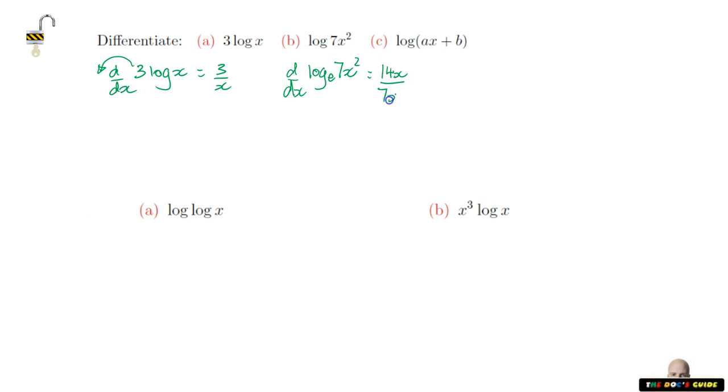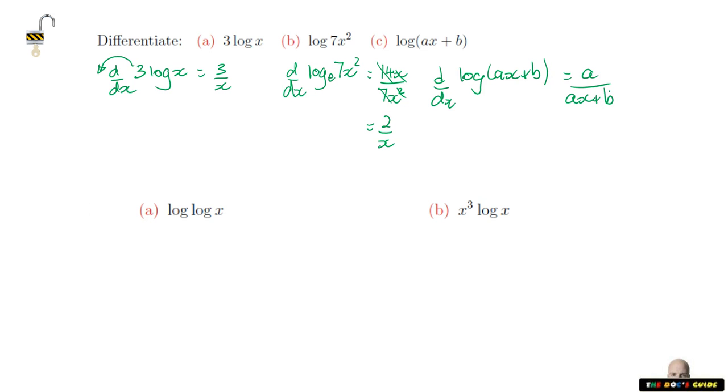We put that over the original function, which is 7x squared, and then we simplify it. So we get to 2 over x. And the last one, d dx of log of ax plus b, is going to be the differential, which is just a over ax plus b.